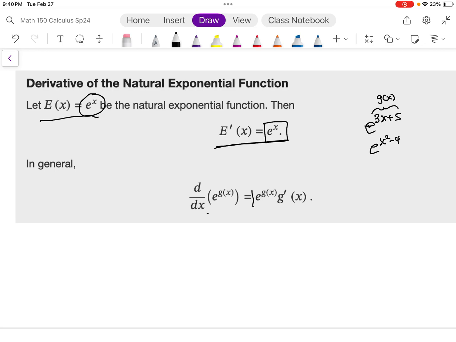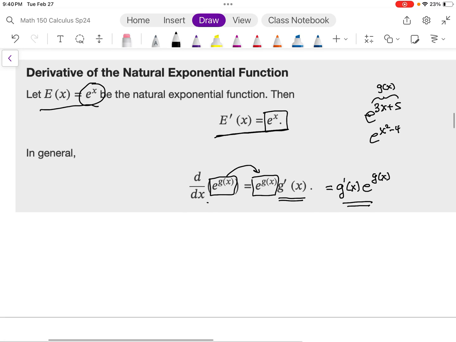So notice that this part stays the same as the original function. So that gets copied over. But then we multiply by the derivative of the exponent part. Okay? Sometimes, because it's multiplication, we can reverse them. We can write it as g prime x times e to the g of x. So either format is fine. This last one is often more convenient just for writing the algebra in a convenient way.